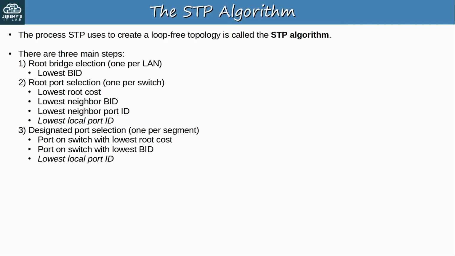And the final step is designated port selection. One is selected per segment. In this context, a segment means a collision domain. The parameters used to select it are the port on the switch with the lowest root cost, the port on the switch with the lowest bridge ID, and finally the lowest local port ID. And then the remaining ports are non-designated.